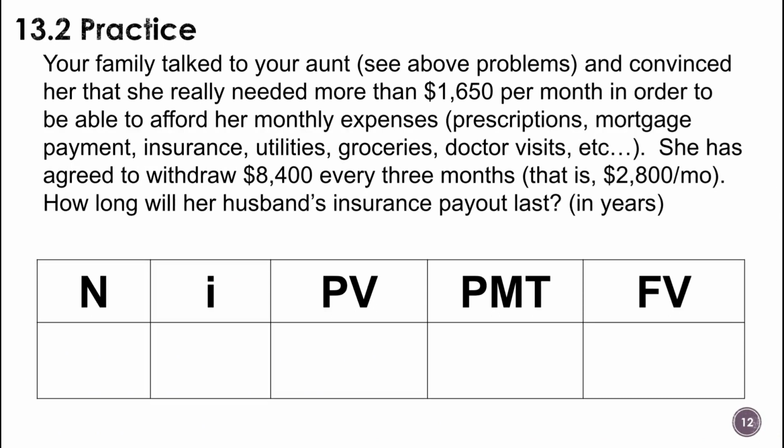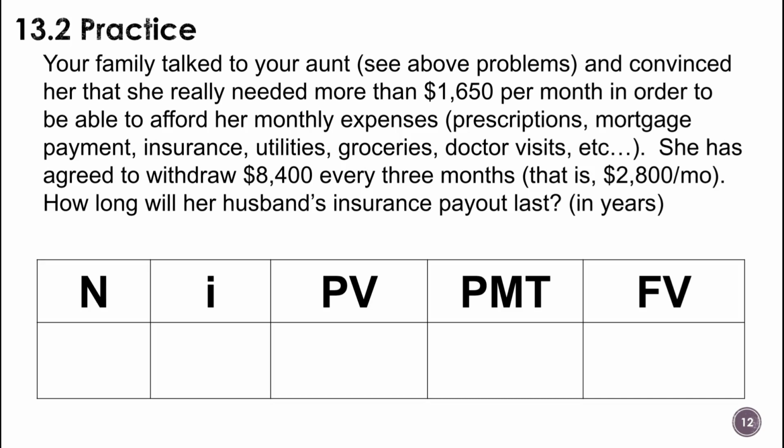Your family talked to your aunt, see the above problems, and convinced her that she really needed more than $1,650 per month in order to be able to afford her monthly expenses, prescriptions, mortgage, insurance, utilities, and so on, right? So we want to make sure that she can afford these things. She has agreed to withdraw $8,400 every 3 months. That's $2,800 per month. How long will her husband's insurance payout last? Okay, so that means that we're going to take the money all the way down to 0.